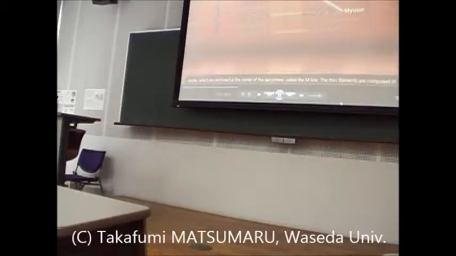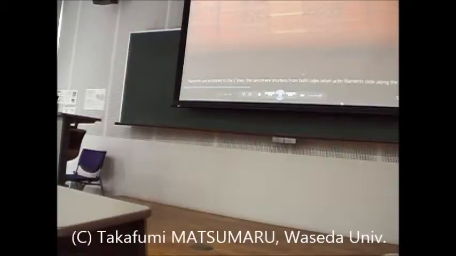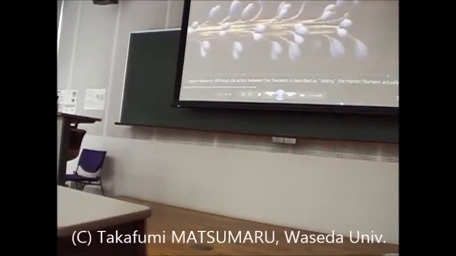The thick filaments are myosin, which are anchored at the center of the sarcomere, called the M-line. The thin filaments are composed of the protein actin, which are anchored to the Z-lines on the outer edges of the sarcomere. Because the actin filaments are anchored to the Z-lines, the sarcomere shortens from both sides when actin filaments slide along the myosin filaments. Although the action between the filaments is described as sliding, the myosin filament actually pulls the actin along its length. The cross bridges of the myosin filaments attach to the actin filaments and exert force on them to move.